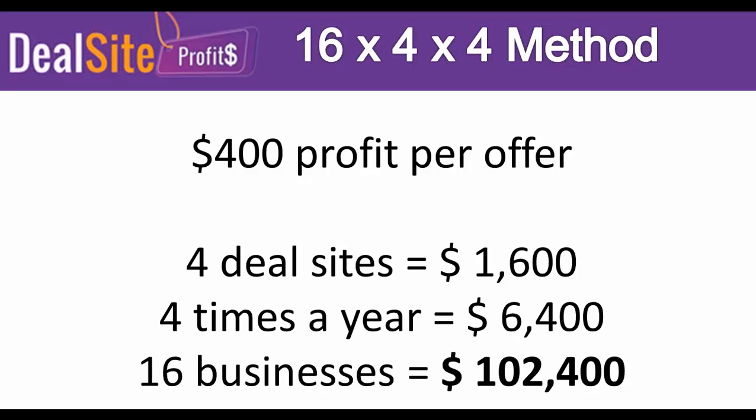All right, but what if you got 16 businesses? We were just talking about one. What if you had 16 businesses? Now you're making $102,000. Again, these are just averages and hypothetical numbers, but if you only got 16 businesses in a year, you'd probably consider yourself a failure. That's like a little bit more than 1 business a month. So definitely think about doubling that number, tripling that number, and just use this 16-4-4 method as a way of looking at what you could be making in this business.